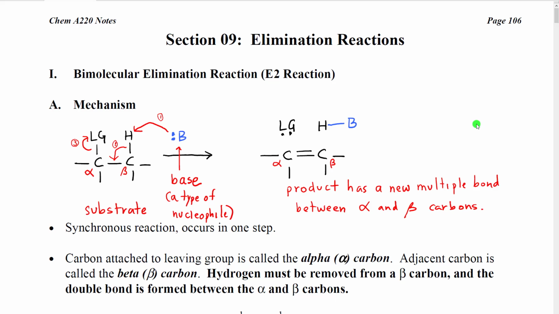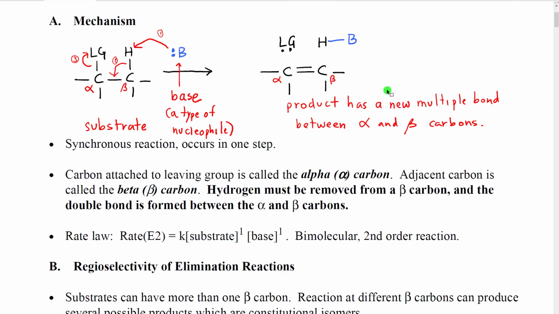In section 9, we're going to discuss elimination reactions, which are related and in competition with nucleophilic substitution reactions. The first elimination reaction that we're going to discuss is what we call the bimolecular elimination reaction, or the E2 reaction. Just like with SN2, the E2 reaction is distinguished primarily by its mechanism. The mechanism works something like this.